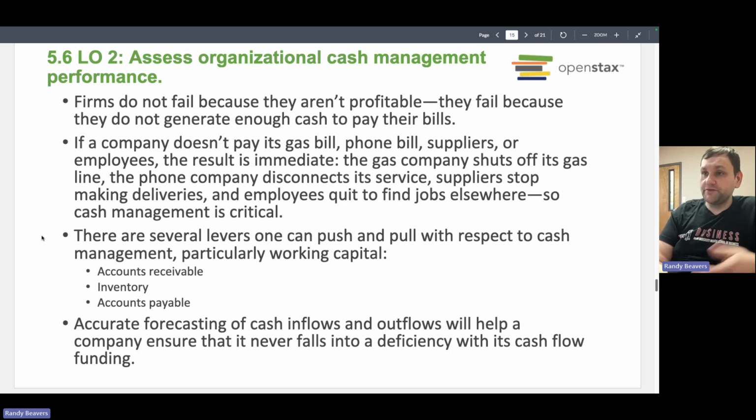So cash management is absolutely critical. There's a lot of push-pull in terms of what you can do with your cash management, specifically with working capital, which is composed of those current assets and current liabilities. More specifically, two examples of current assets would be accounts receivable, that's your credit sales, and inventory. And two examples for your current liabilities would be accounts payable and wages payable. So it's important that you try to accurately forecast the cash coming in, the inflows, versus the cash going out, those outflows, because that's going to help ensure that you never have a deficiency with your cash flow funding. That's the ultimate goal.